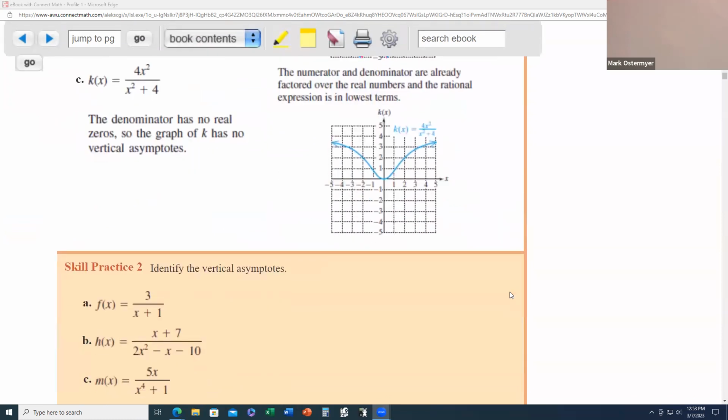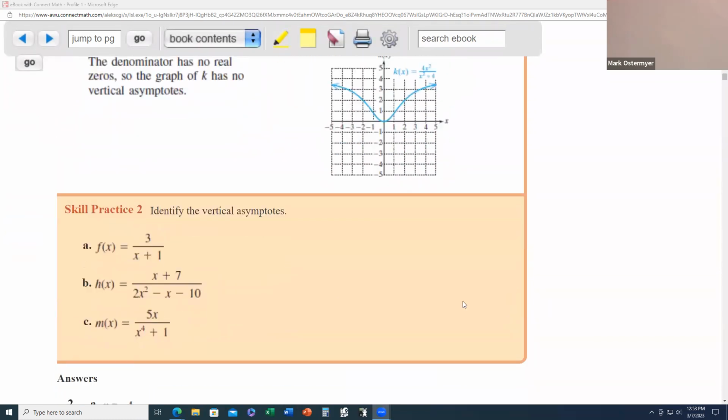All right, here is classwork number 2. Given these 3 rational functions, I want you to identify where their vertical asymptotes occur. Please do indicate the equation of the vertical asymptote, if they do have one, by using x equal to whatever number it is. So we'll call this classwork number 2, A through C.